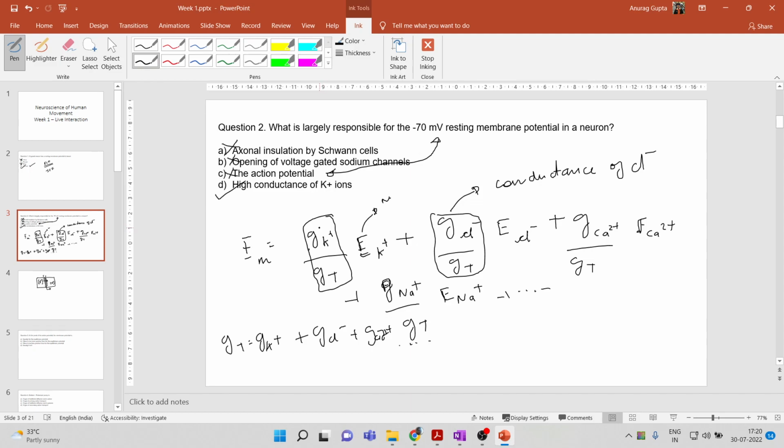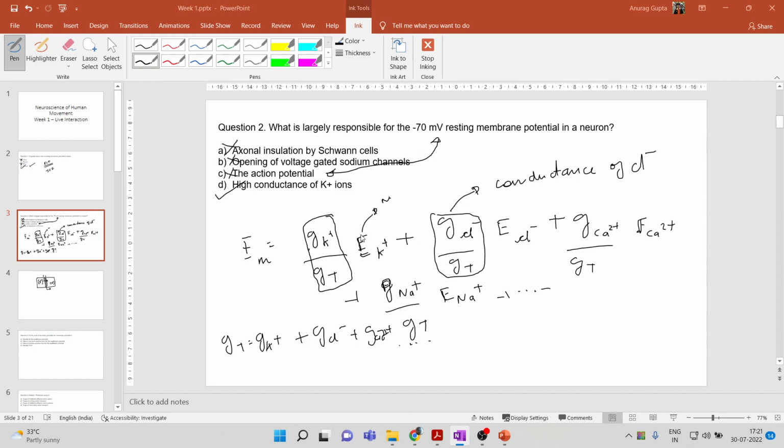Because the conductance of potassium is the highest, and we know that the Nernst potential of K plus is, let me just check that, about, I think it is about minus 70. Can somebody confirm that?